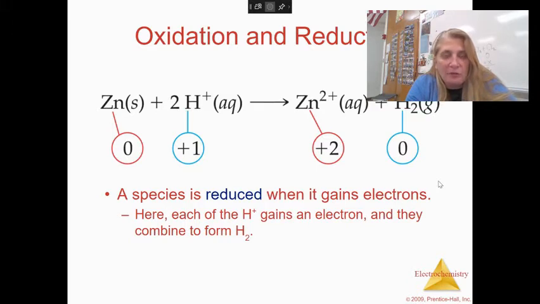It'll go down. So in this case, hydrogen's charge went from a +1 to a 0. It went down. Its charge was reduced, therefore it was reduced by gaining electrons. Zinc, on the other hand, had a charge of 0, and then it went to +2. It did this by losing electrons. It lost the negativity to become more positive.